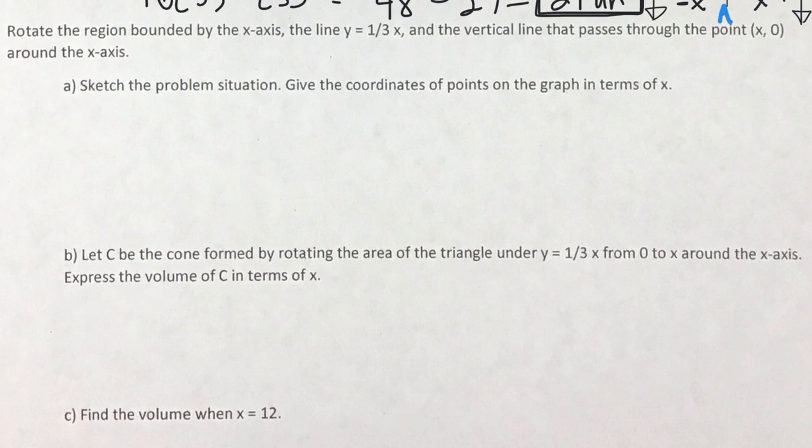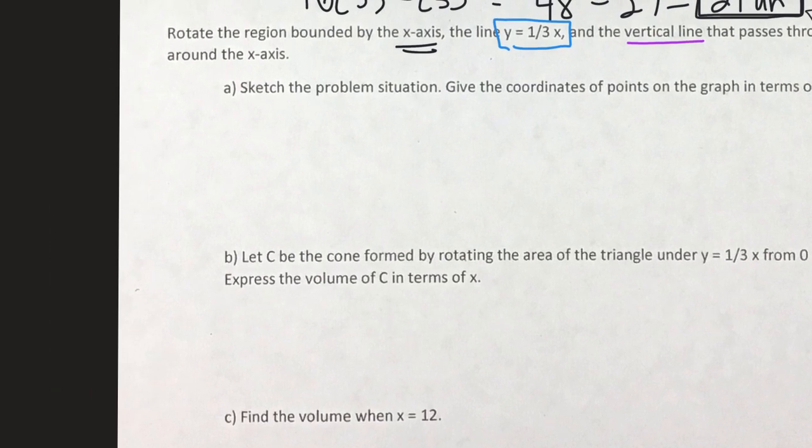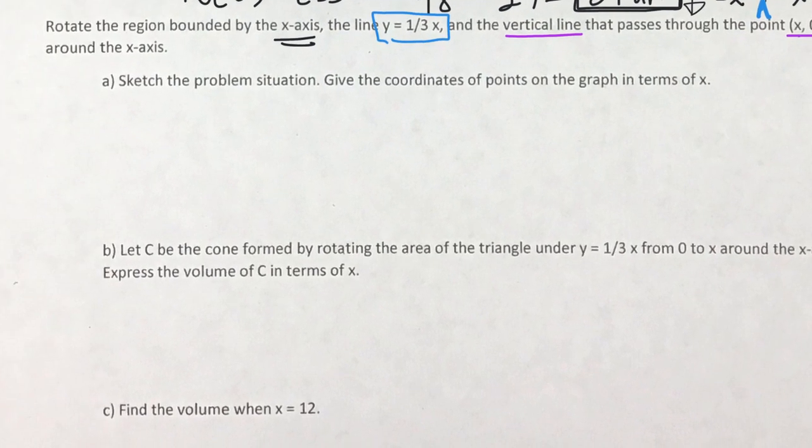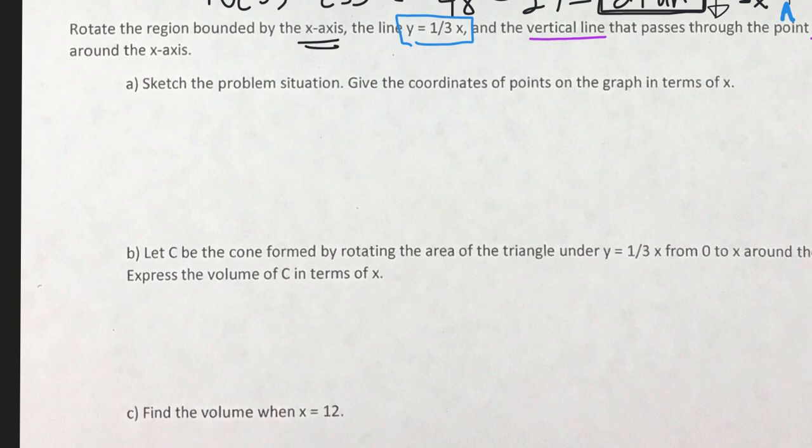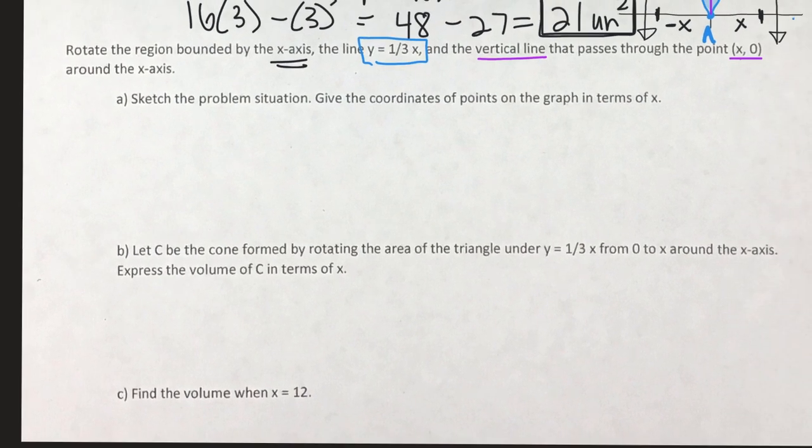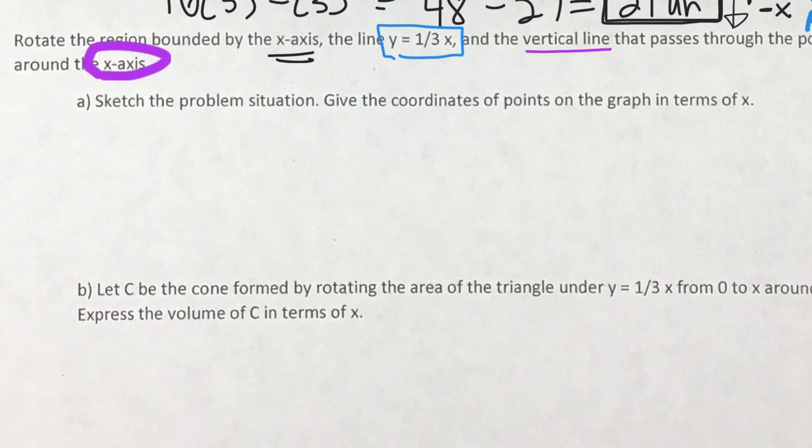The region bounded by the x-axis, the line y equals 1/3 of x, and a vertical line going through this point again is... does it say what it is? Oh, it's missing it. Is revolved around the x-axis. So we're going to rotate this shape. Okay, so let's see what this shape looks like. We have the x-axis, so let's draw our y and our x-axis. There we go.